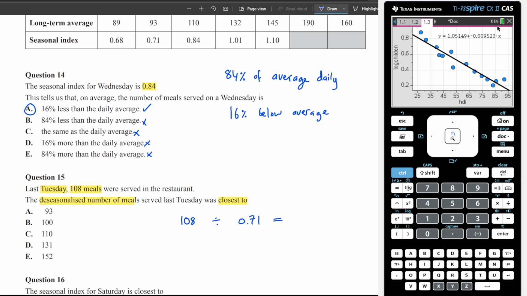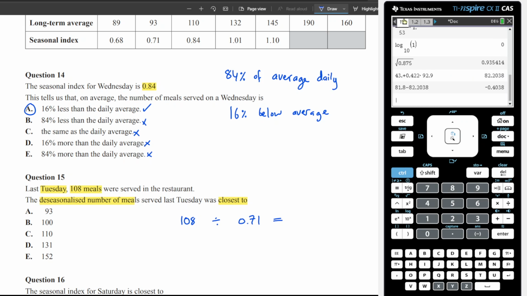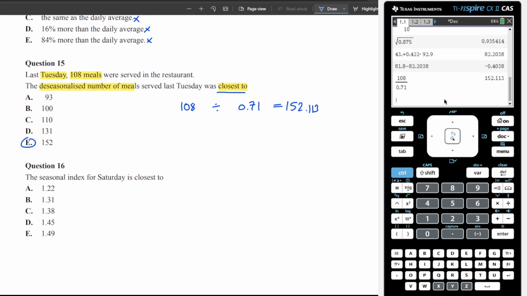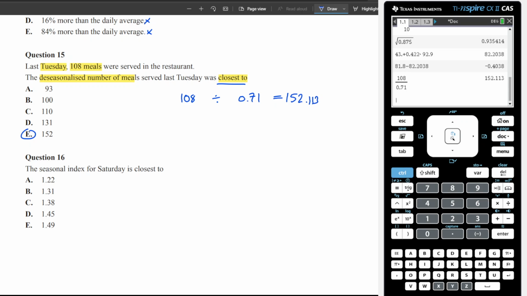And when we do this, if we just go back to our calculator page, we have 108 divided by 0.71. And that gives us 152.113. And that is closest to 152, so our answer would be E. And last but not least, the seasonal index for Saturday is closest to. So they're asking us to find the seasonal index for Saturday. And again, closest to. How do we work this out?